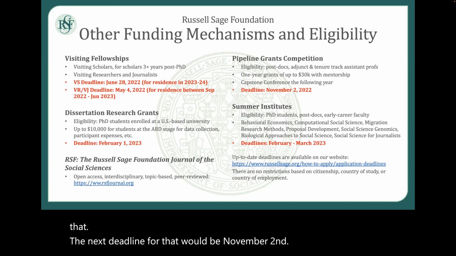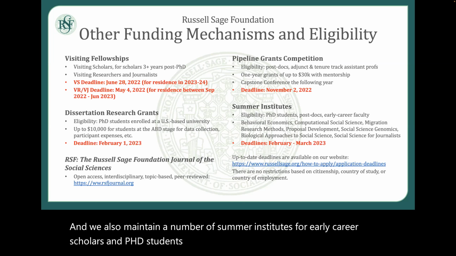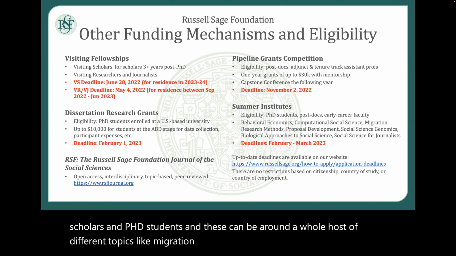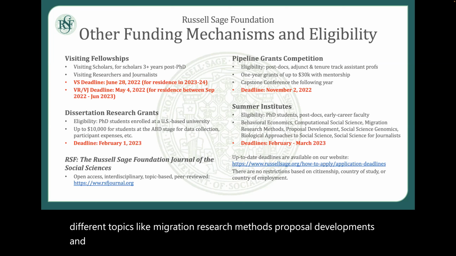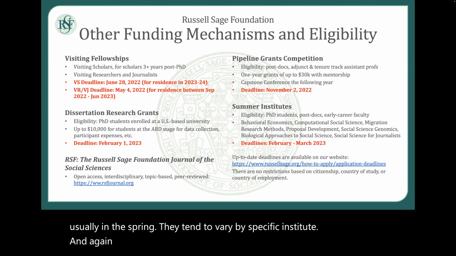And we also maintain a number of summer institutes for early career scholars and PhD students. And these can be around a whole host of different topics like migration research methods, proposal development, and biological approaches to social science. And those deadlines are usually in the spring. They tend to vary by specific institute. And again, you can find all of these different mechanisms and deadlines on our website.